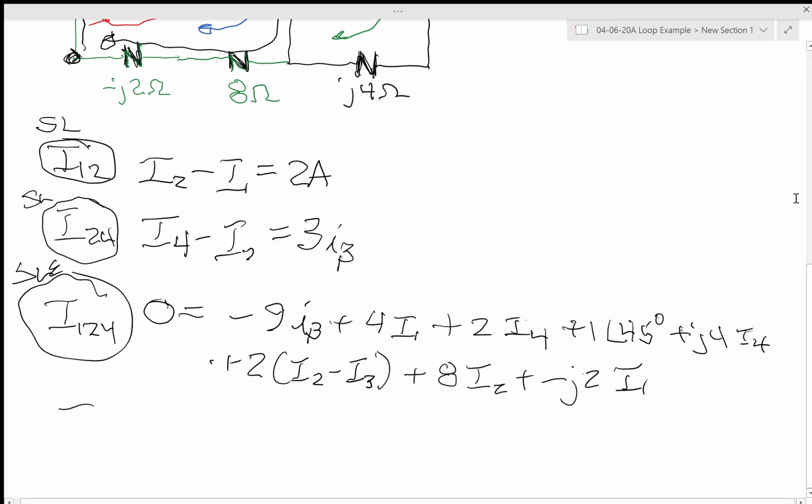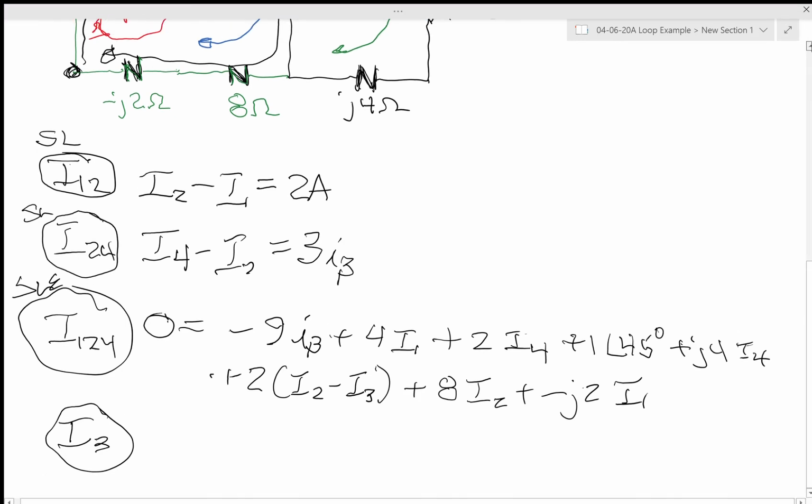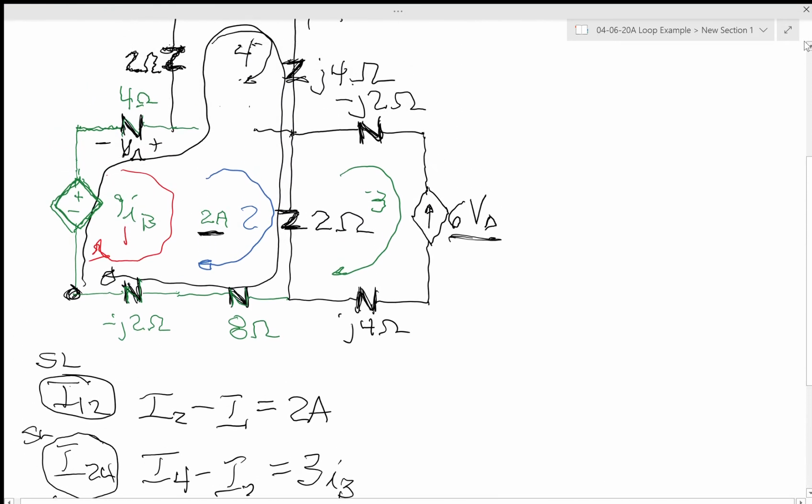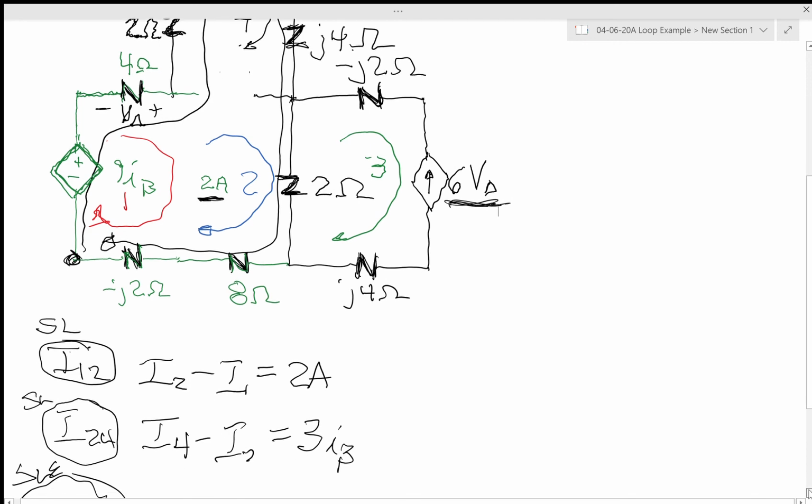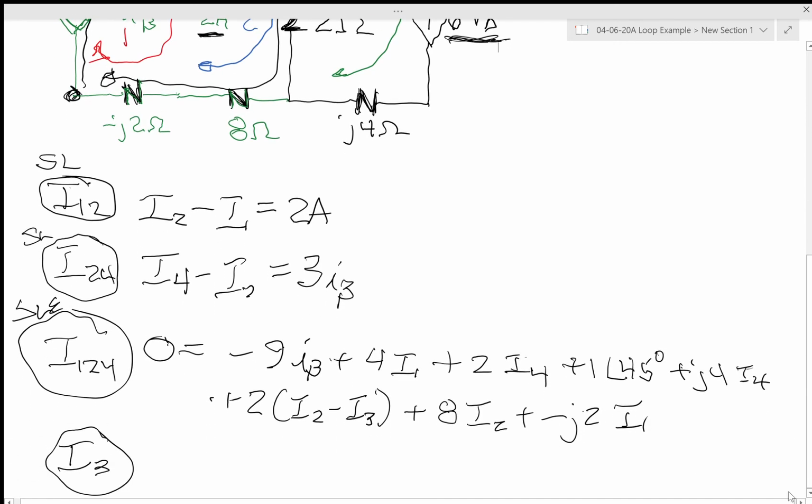Okay, so there we go. Now let's see if I can get this thing to write. Here we go. The I3 equation. I notice that I3 is in the opposite direction of the 6V delta. So then I3 equals minus 6V delta. And that's the other loop equation.